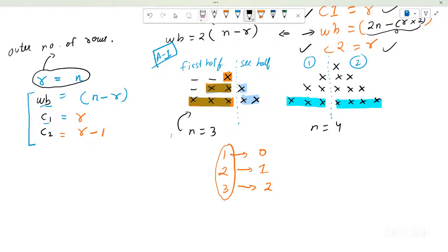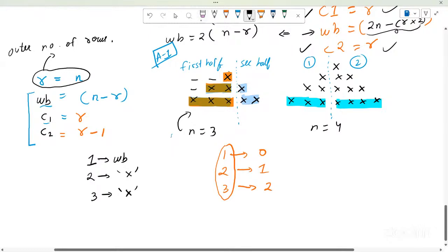And now we will have three inner loops. The first loop is for the white space. Second loop is to print the star. And can I say the third loop is also to print the star? Correct? So this loop will execute for R times and this loop will execute for R minus 1 times.